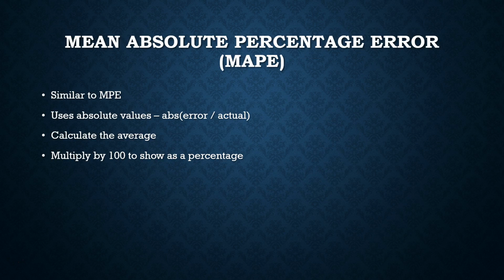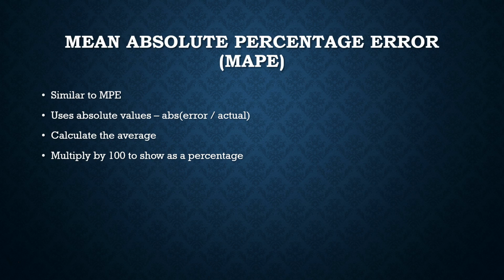We can do the same thing, but we can use absolute values. So we'll do mean absolute percentage error. It's similar to the mean percentage error, but instead we're using absolute values. So we'll do the absolute value of the error divided by the actual, and then we'll calculate that average. This one we're going to convert to a percentage. The other one we looked at as a decimal, so it was 0.087. This one we're going to multiply by 100, and that's how we would get the actual percentage. So if we had done that for the MPE example, we would have had 8.7% off.